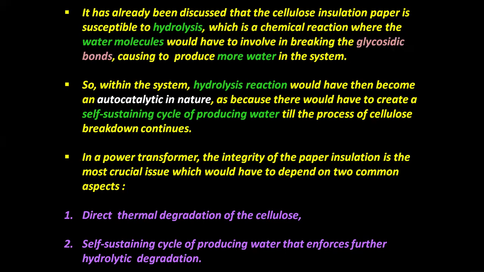In a power transformer, the integrity of the paper insulation is the most crucial issue, which depends on two common aspects. One, direct thermal degradation of the cellulose. Number two, the self-sustaining cycle of producing water that enforces further hydrolytic degradation.